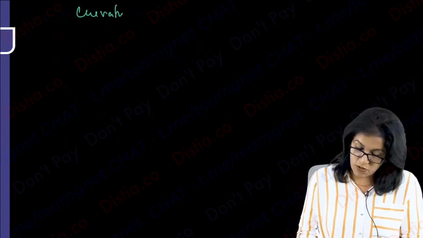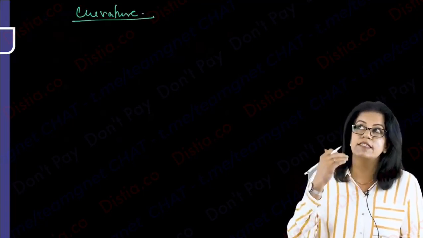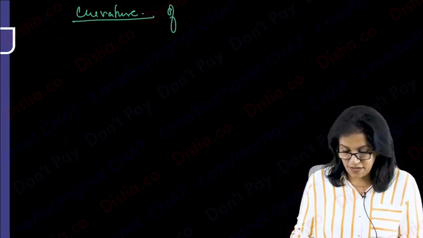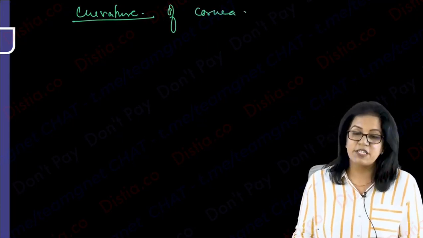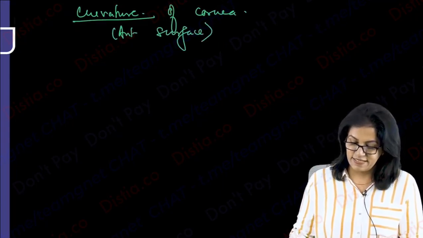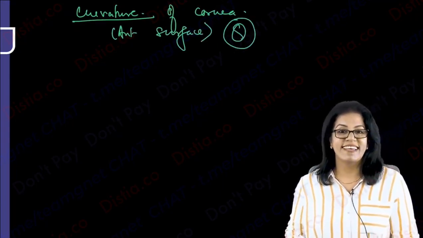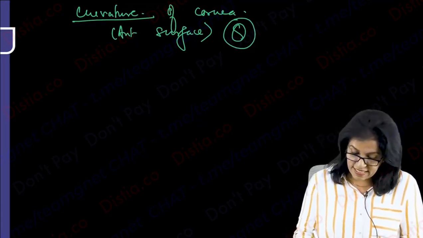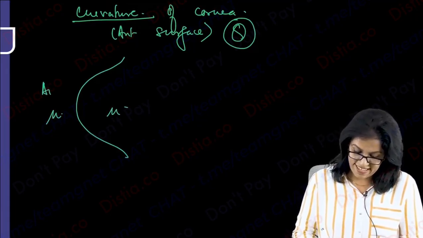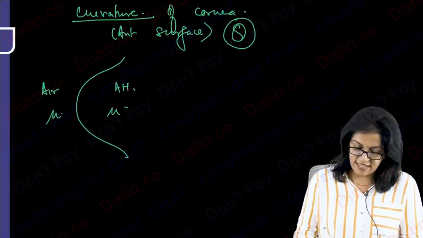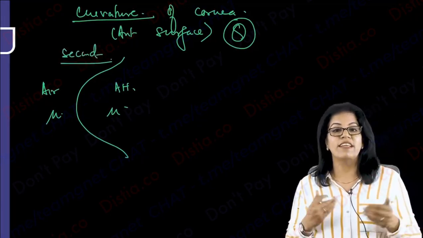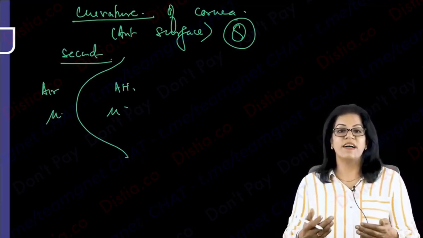Then they have also asked you and given you an option: curvature of the anterior surface or curvature of the posterior surface. Definitely the anterior surface. So we will answer this like this: it is the curvature of the cornea, anterior surface. Okay, we will make a Q here. And of course, the second most important factor is the difference of refractive index between air and water, air and aqueous humor. This is the second most important reason why the cornea has more refractive power than the lens.